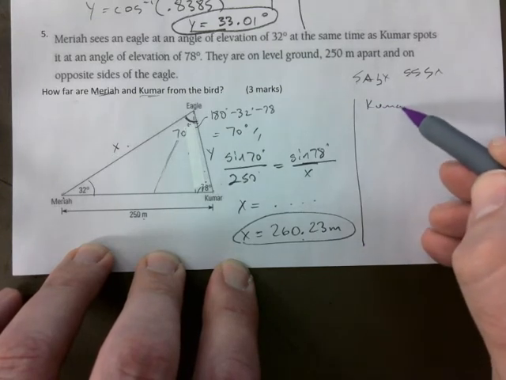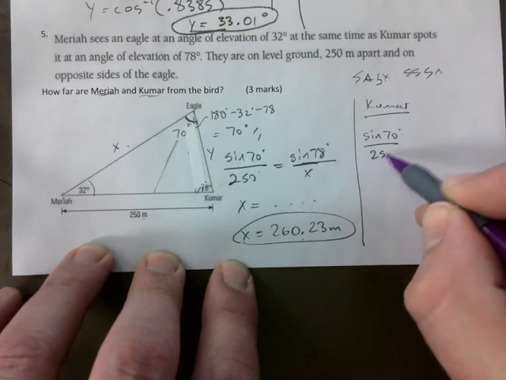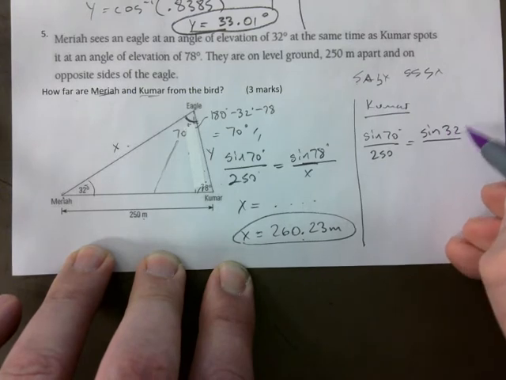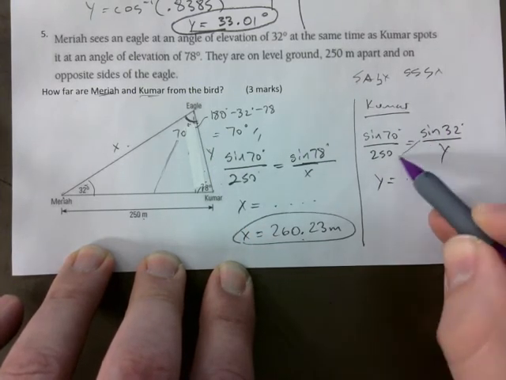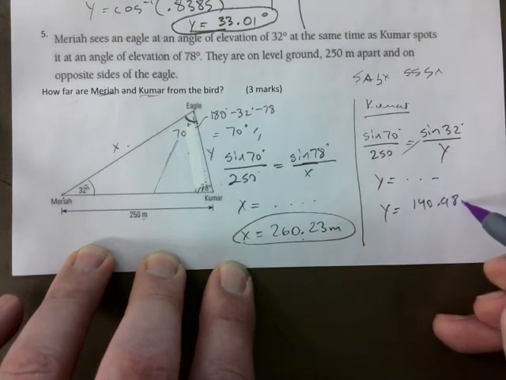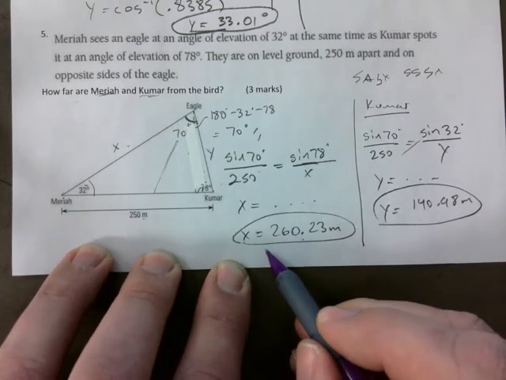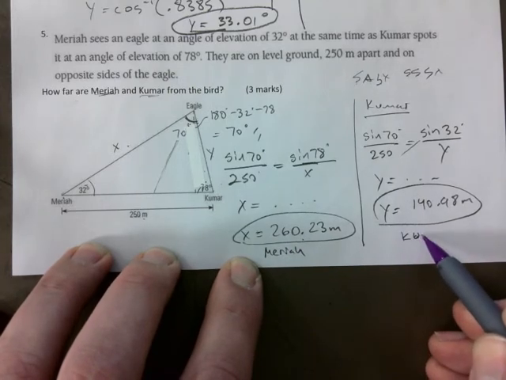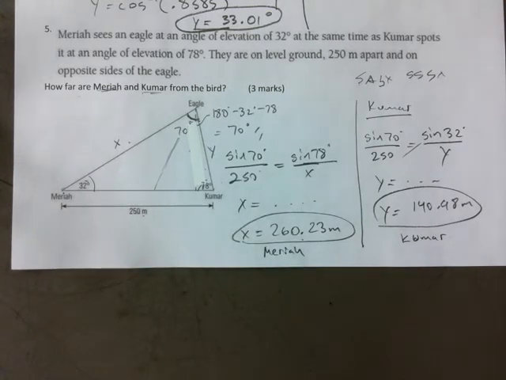Kumar, I'm going to use the same pair like this, but now I'm going to use the 32. It's always the opposite angle, folks, over Y. You do the work, cross multiply and divide. You get 140.98 meters. So this is Mariah, and this is the distance for Kumar to the bird.